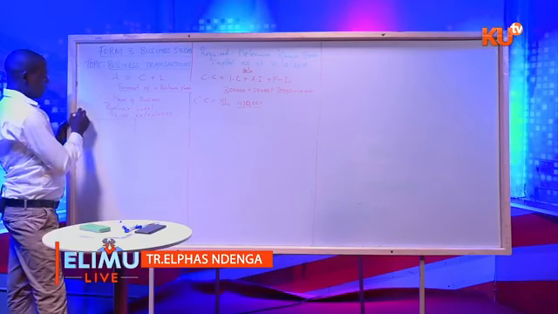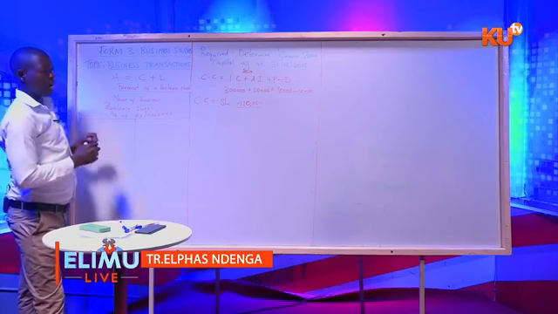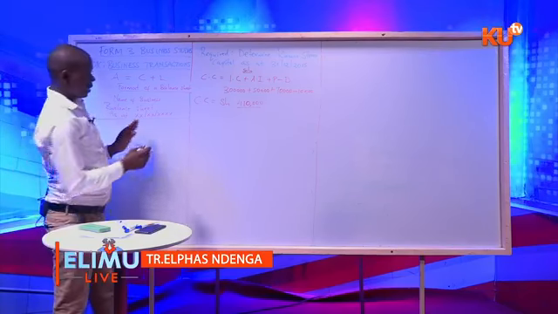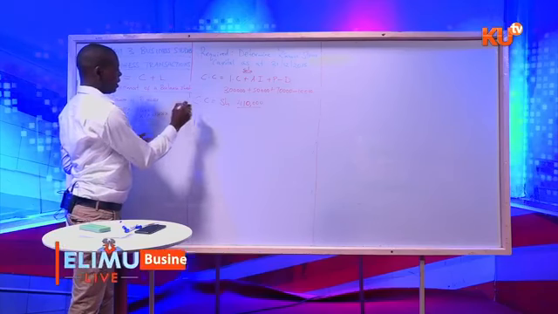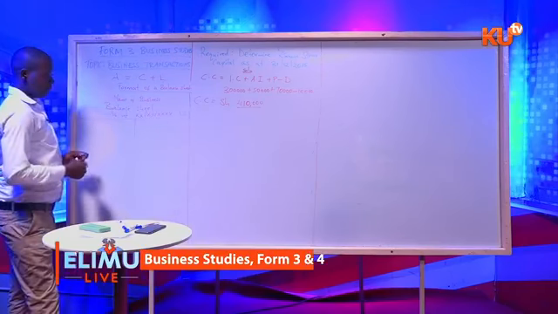Yes, we call this side the debit side, so we use the DR. And how do you call this, the right side? Yes, it is called the credit side, so we use the CR.